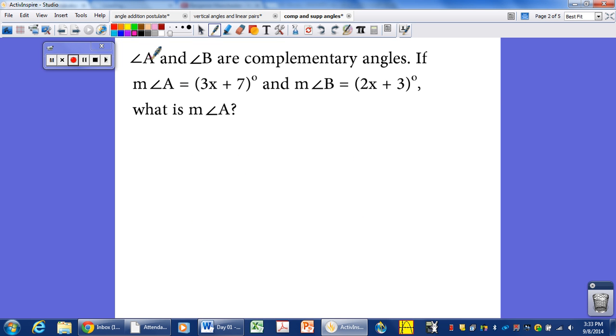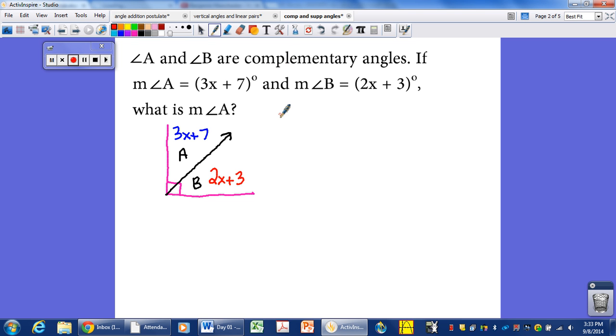So here we have a problem where we're given that A and B are complementary angles. We can draw this if we like. We know that complementary angles add up to 90 degrees, so let's make sure that we have a 90-degree angle. There's two of them, so I'm going to separate into two. Here's angle A, here's angle B. Angle A has 3x plus 7 degrees as its measure. Angle B has 2x plus 3 degrees as its measure.